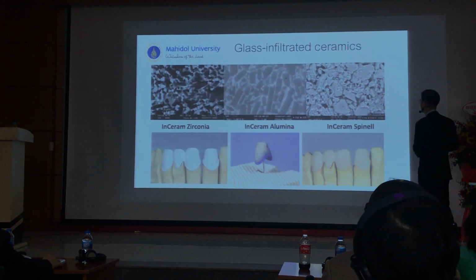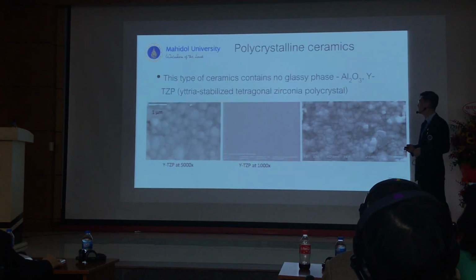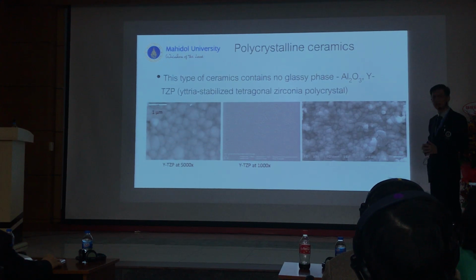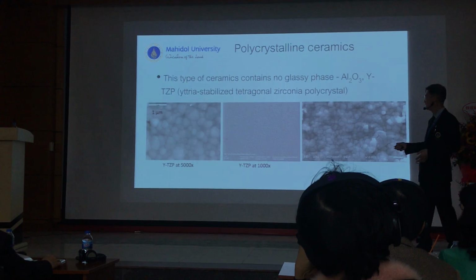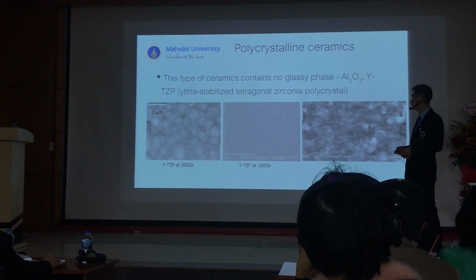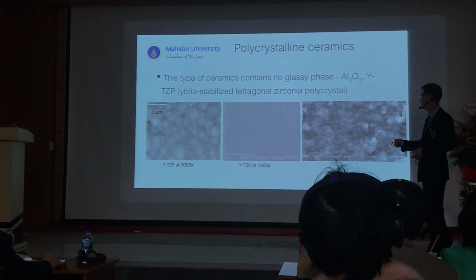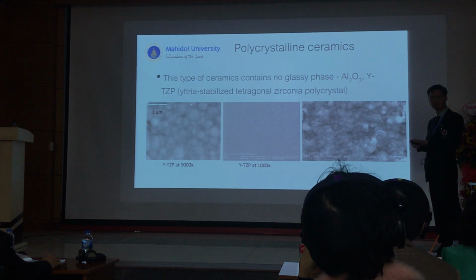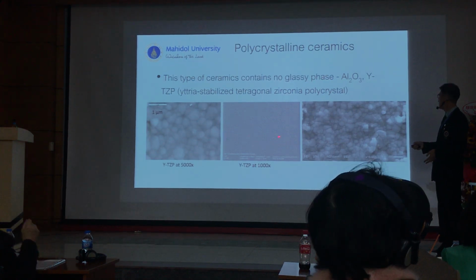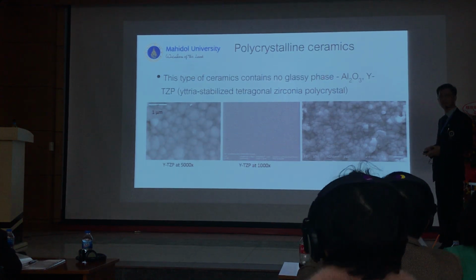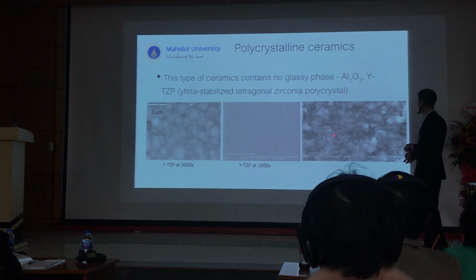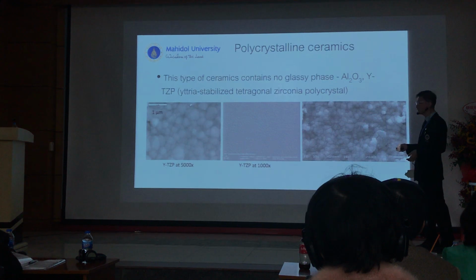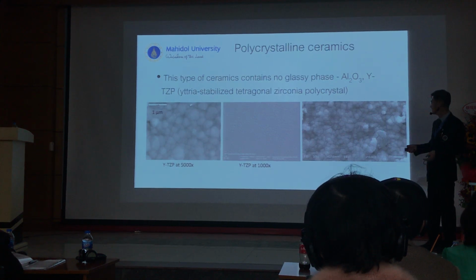And the last group of the ceramic is a polycrystalline ceramic. Yeah. This type of ceramic contains almost no glass in there. You can see the atomic structure is very close packed. You cannot see any space between grain or between the crystal. So this group of ceramic is very strong. Because you put crystals packed together, and it's hard to break it.